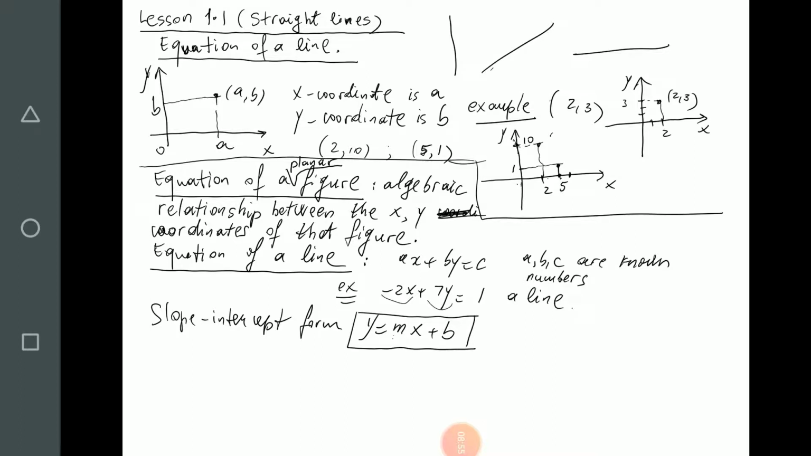So for my example here, if I want to write it in the slope-intercept form, I'll have to move 2x to the right-hand side, so 7y equals 1 plus 2x, divide by 7 both sides, and then we have y equals 2 over 7 times x plus 1 over 7.